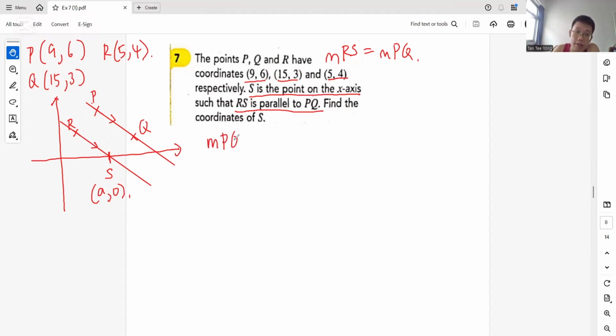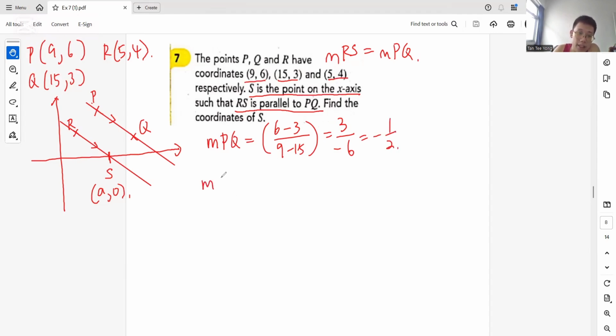So the gradient of PQ equals y1 minus y2 over x1 minus x2, so 6 minus 3 over 9 minus 15. It's not negative 3, sorry. 6 minus 3 is 3. So 3 over negative 6, which is negative half.